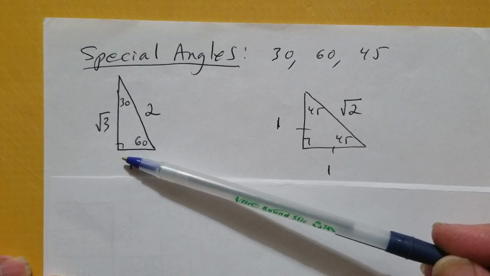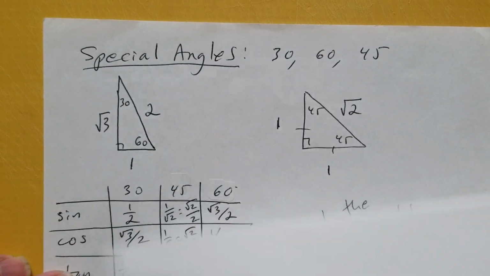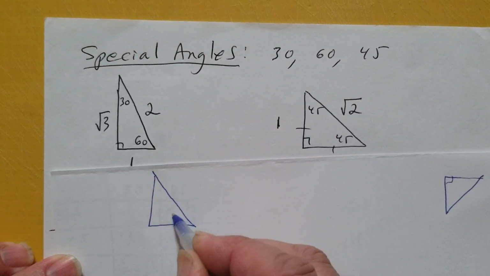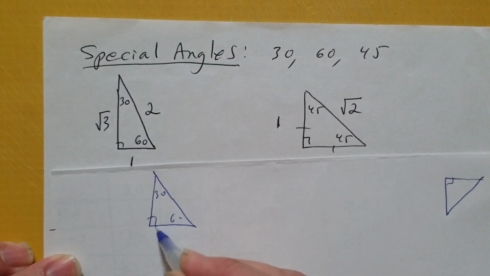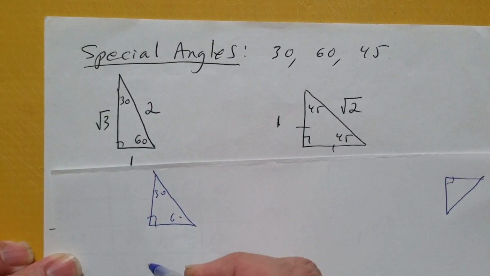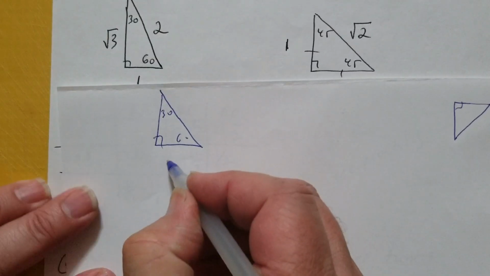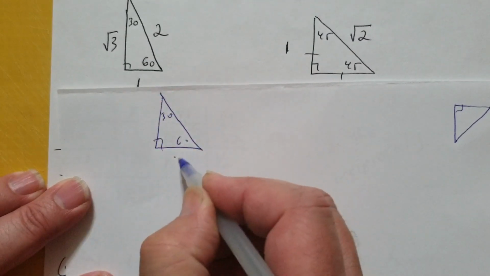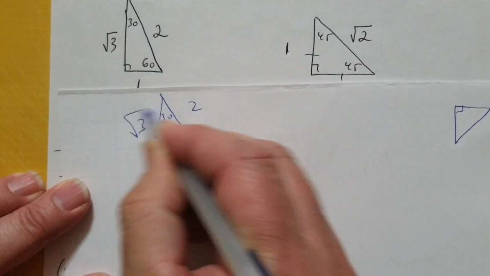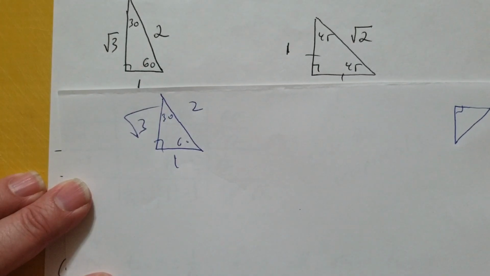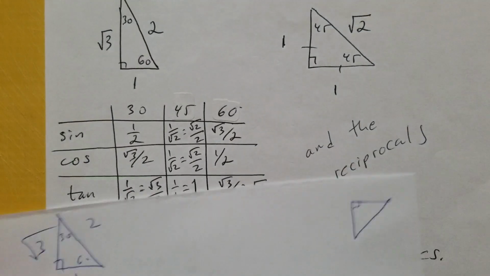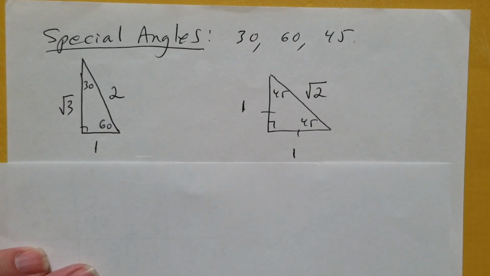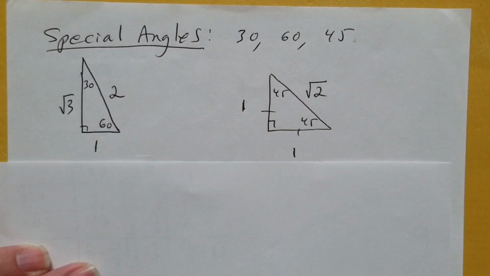Now, if I give you a blank 30, 60, right? Here's 60, here's 30, you should be able to put those three numbers here right away. Here's how I remember. Going counterclockwise, starting at the bottom: 1, 2, 3, square root. That's how I remember. Okay? So now that you have all three sides, you can do sine, cosine, tangent, and the other three reciprocals.